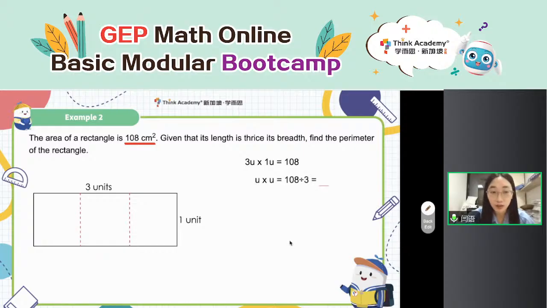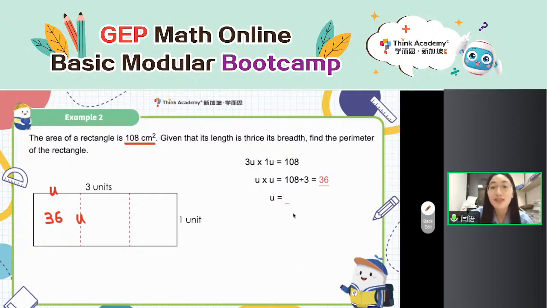Here, how can we figure out the area of one small square here? You see that 1 unit times 1 unit, actually it should be 108 divided by 3. So the answer is 36. So which part is 36? That is for one part, the area is 36. And that is 1 unit times 1 unit, which is 36. So what is the value of 1 unit?